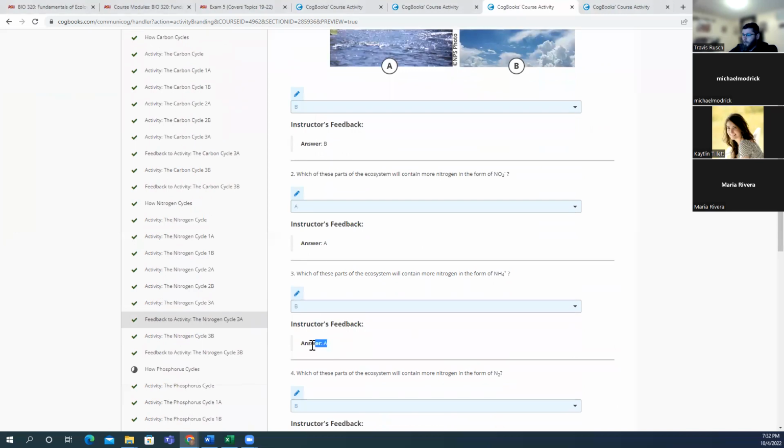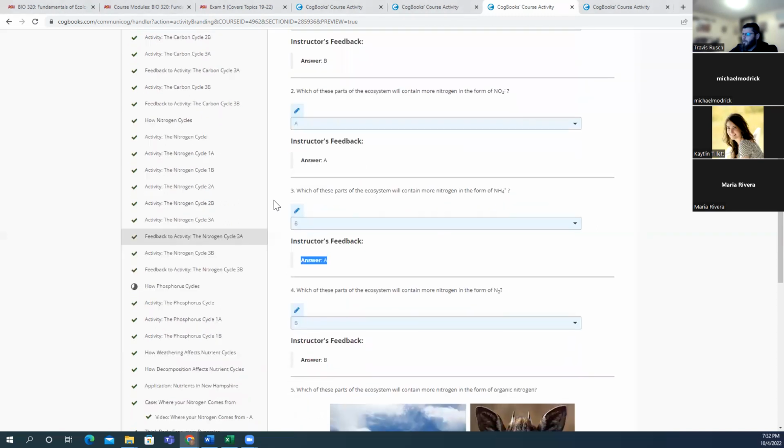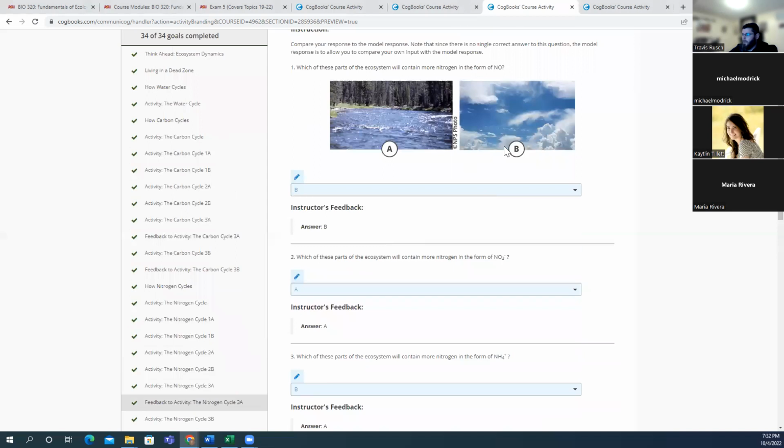Yes, so the answer is A. So it is water, even though I have B marked. And then the last one, I guess there's a couple more. This one says, so this is the form of N2. And we know, we can see it, the answer is B.